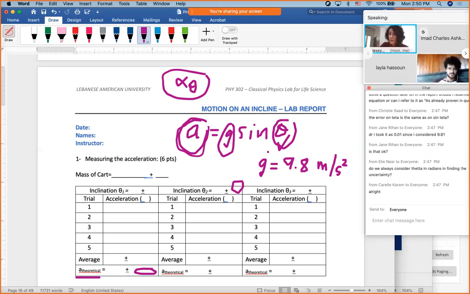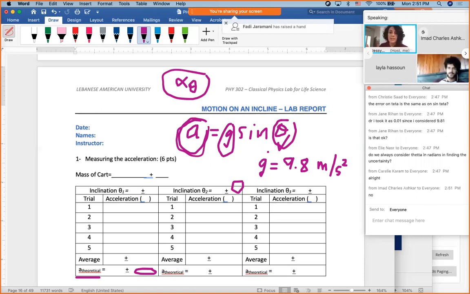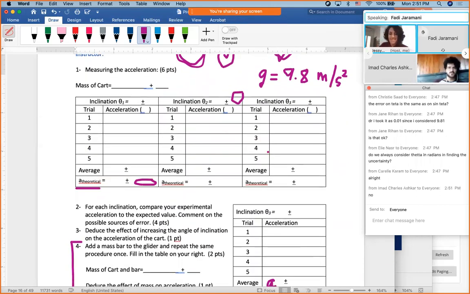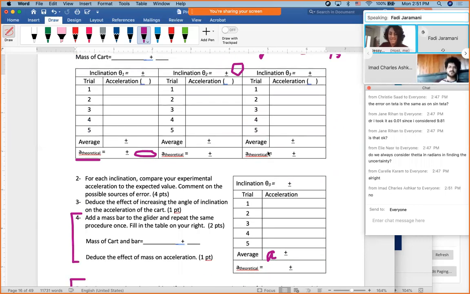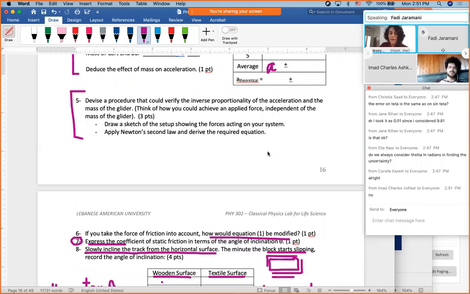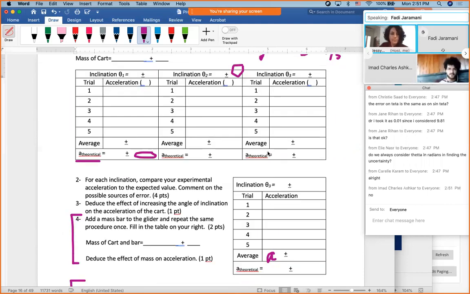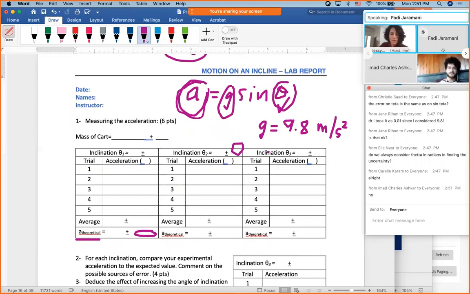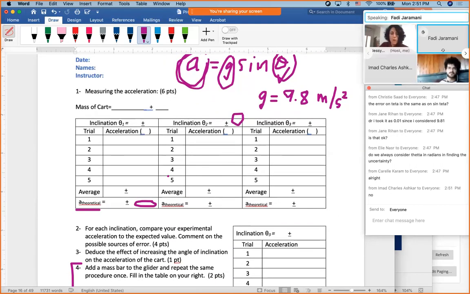All right, Ahmad, do you still have any question? Your hand is still up. Fadi, go ahead. Yes, Fadi, your question. Yeah, I wanted to ask about question 8, which you clarified. And question 1, why should we find the uncertainty of the acceleration collected? We're going to use the standard deviation for the average? All right, for the average, you will find the error on the experimental acceleration.